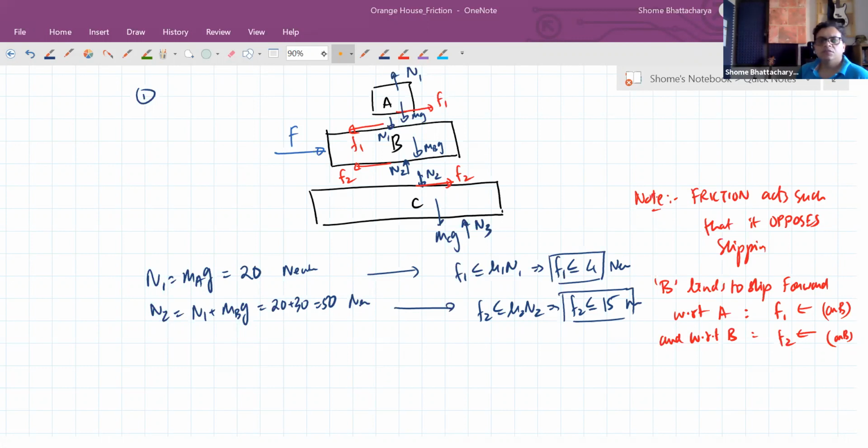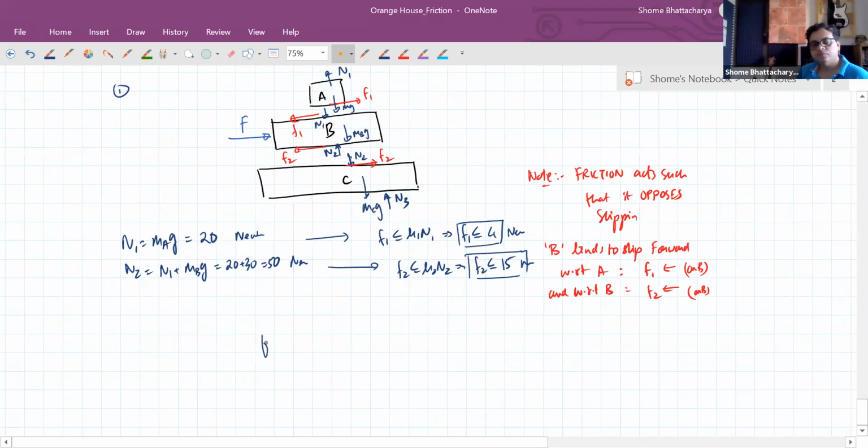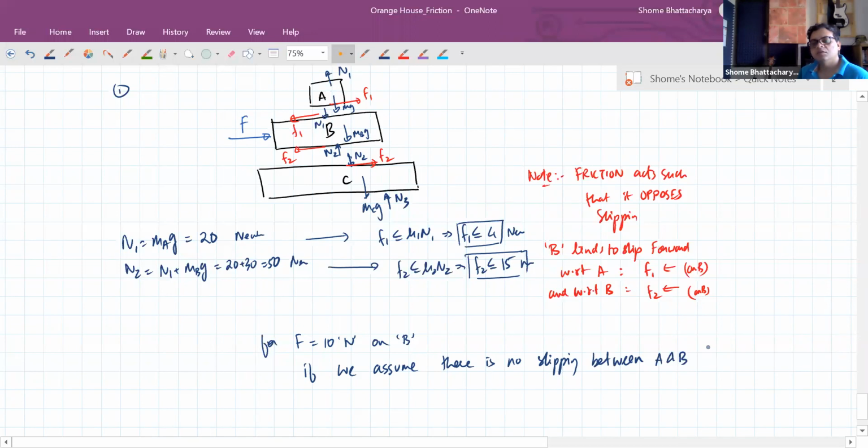Okay, now with these two informations in mind, what we'll do is, for F equal to 10 newtons on B as shown, suppose we assume there is no slipping between A and B. So acceleration of A is equal to acceleration of B and F1 is a static friction.